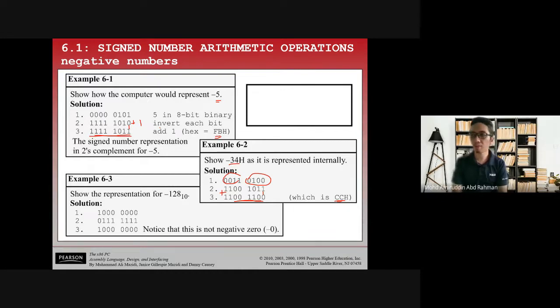Let's say we have a decimal number, which is minus 128. So for decimal, what we need to do is, you know that this is 2 to the power of 8.